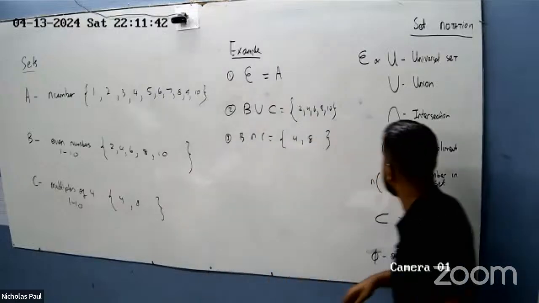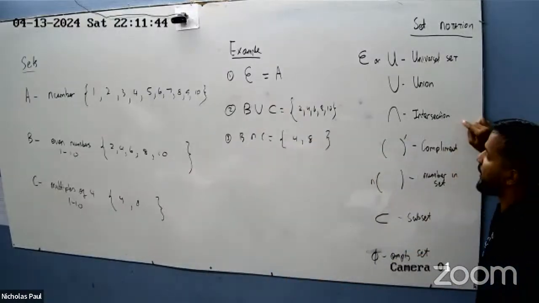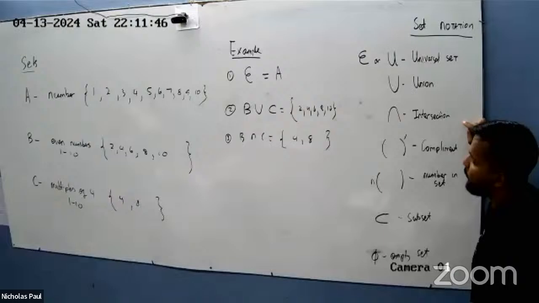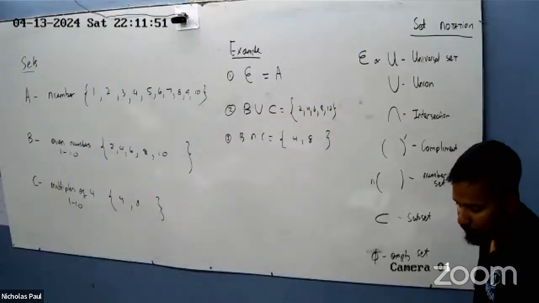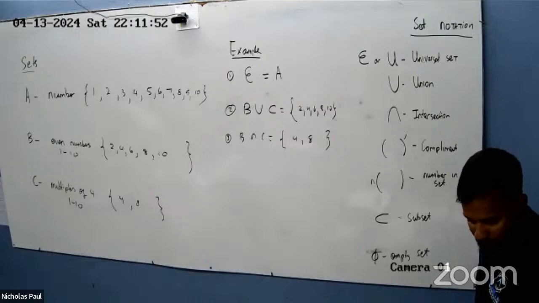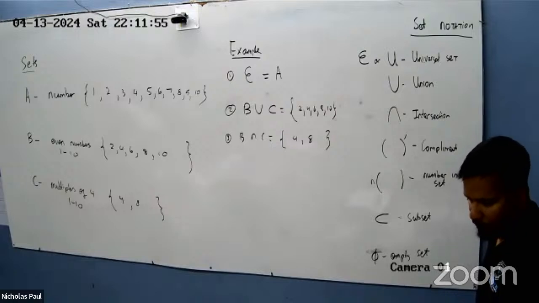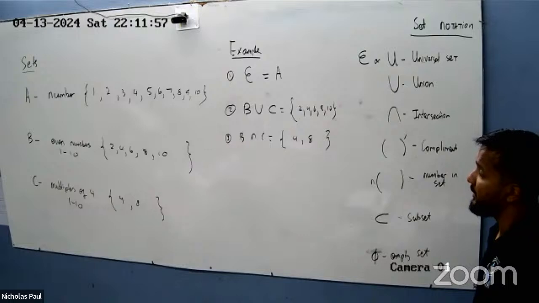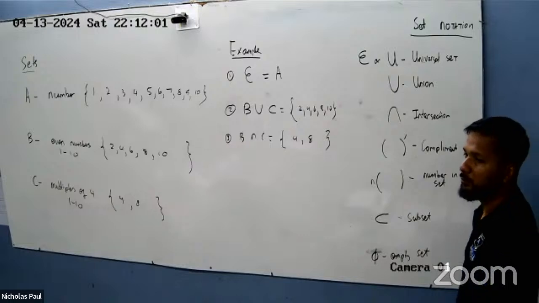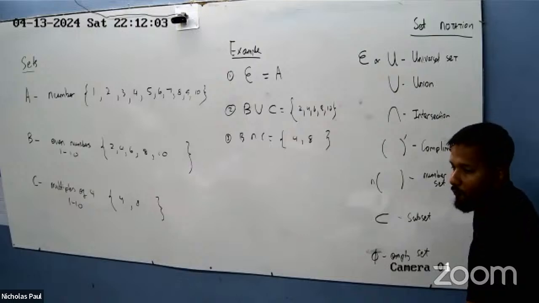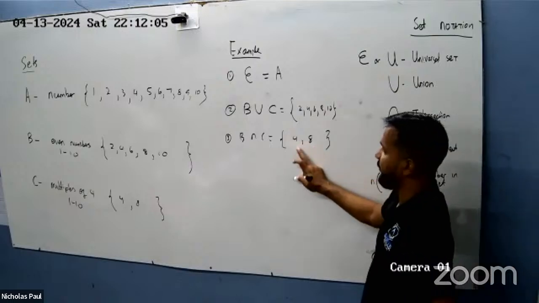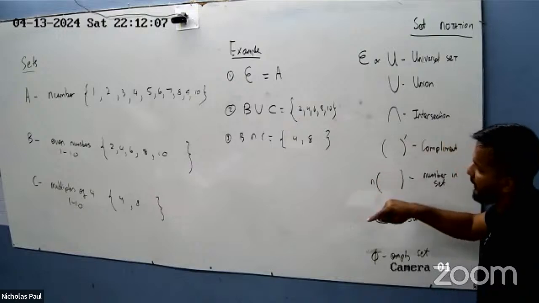Intersection is what both sets have in common. Of course, you don't repeat it, right? You just want the elements that they both have in common.